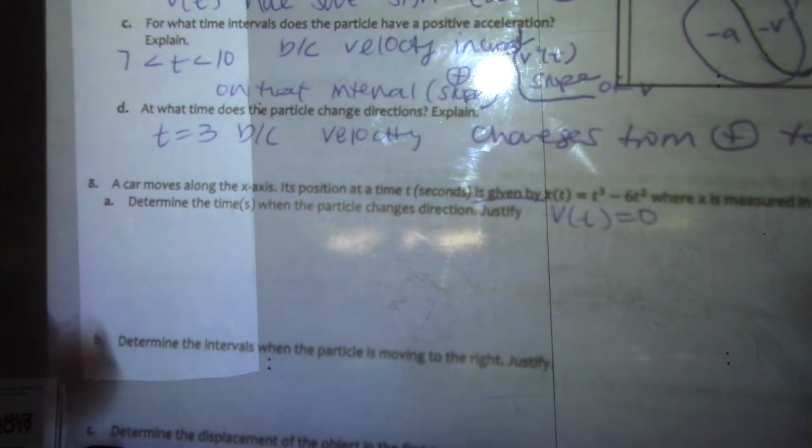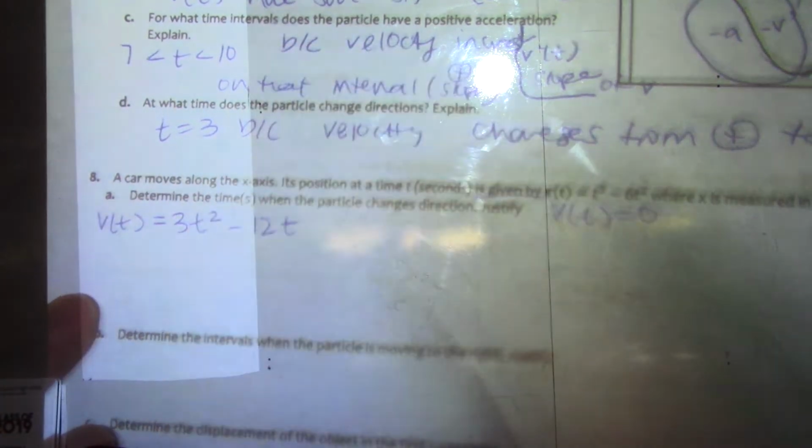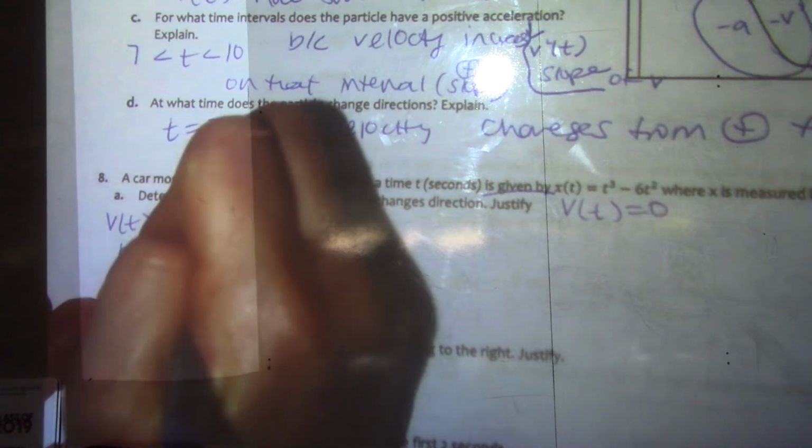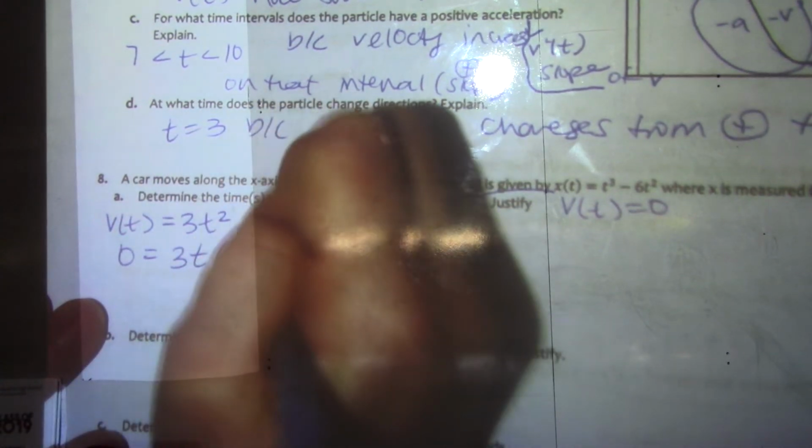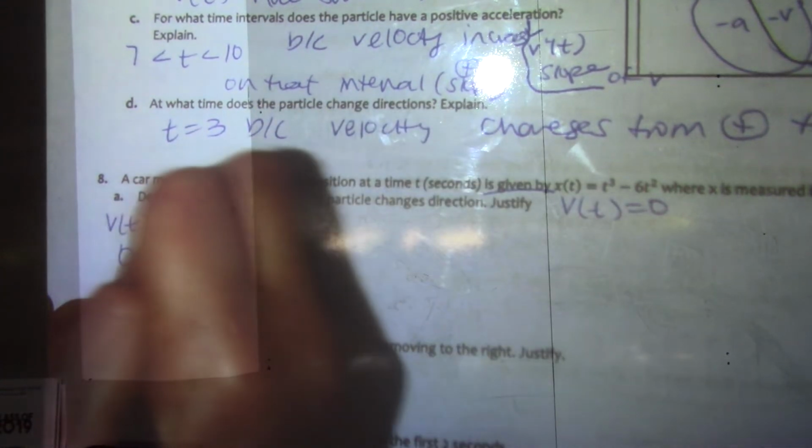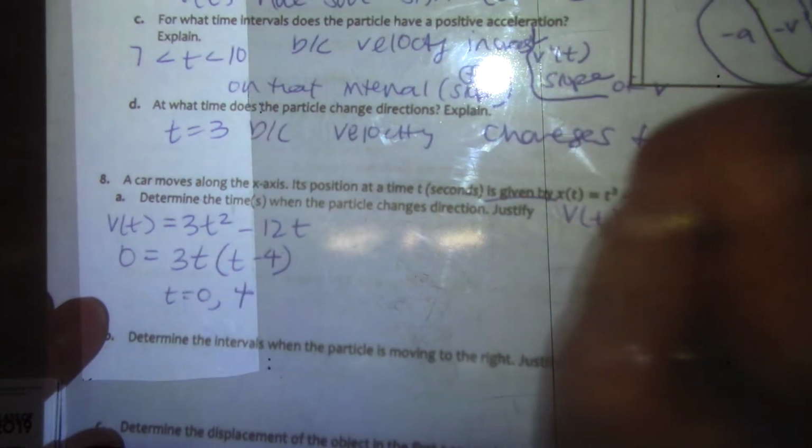Well, it can only change directions when it stops, so velocity has to be 0. So first you would find v of t. That would be 3t squared minus 12t. Set that equal to 0, so I'd factor out a 3t, that's t minus 4. So t equals 0 and t equals 4.